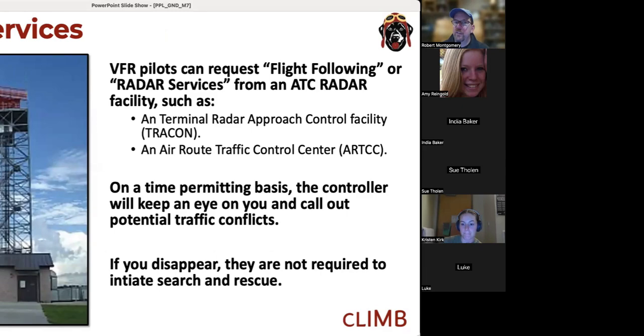So how do we use this radar stuff as private pilots? Well, there's this thing called radar services. What that allows us to do is call up a terminal radar approach control facility, otherwise known as a TRACON. TRACONs are exactly what it sounds like: they're approach control for an airport or for a set of airports.